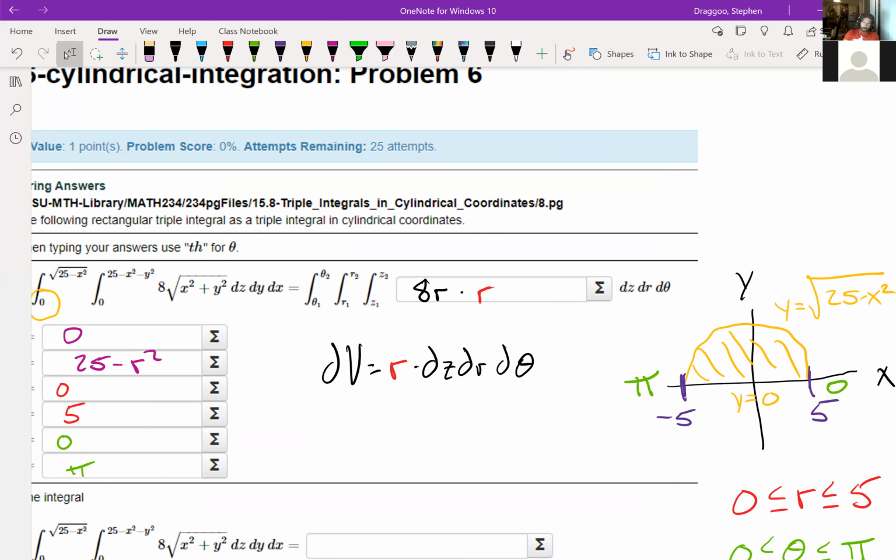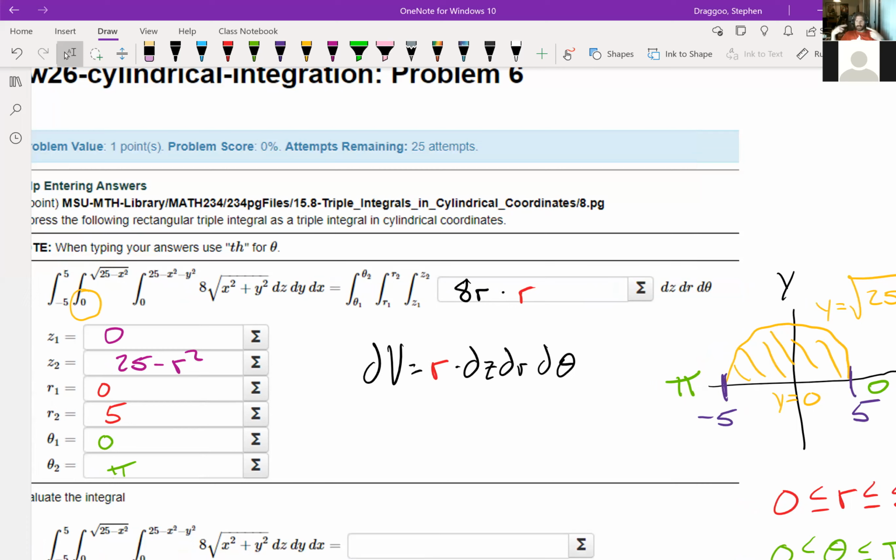So that means our lower bound is the x-axis. Our upper bound is the top half of the circle x squared plus y squared is 25, so the top half of the circle with radius 5 centered at the origin. I only want the top half of that circle, meaning I only want the first two quadrants, quadrant one and quadrant two, going to the unit circle. That means that my angle theta should only go between 0 and pi.